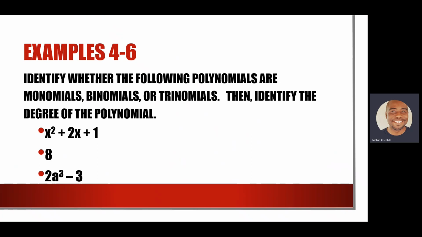All right. Example 6, we have 2a cubed minus 3. What type of polynomial is that? Monomial, binomial, or trinomial? That is an example of a binomial because there are two terms. The degree of the polynomial, or the binomial to speak specifically, is 3 because the greatest exponent is 3.